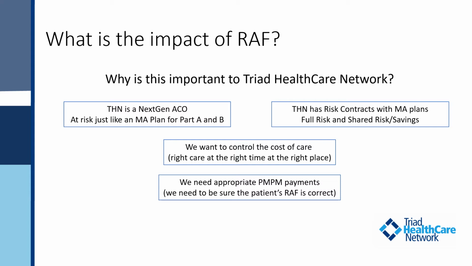And so we want to also be sure to control the cost of care by being sure that the right care is delivered at the right time and at the right place. And we also need to be sure that appropriate PMPM payments are made on behalf of these patients. So we want to also be sure that the patient's RAF is correct so that the premium will be correct so we can afford to take care of the patients properly.